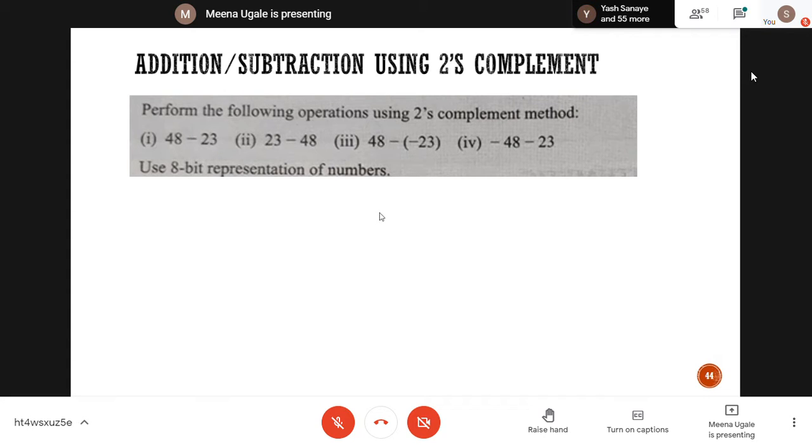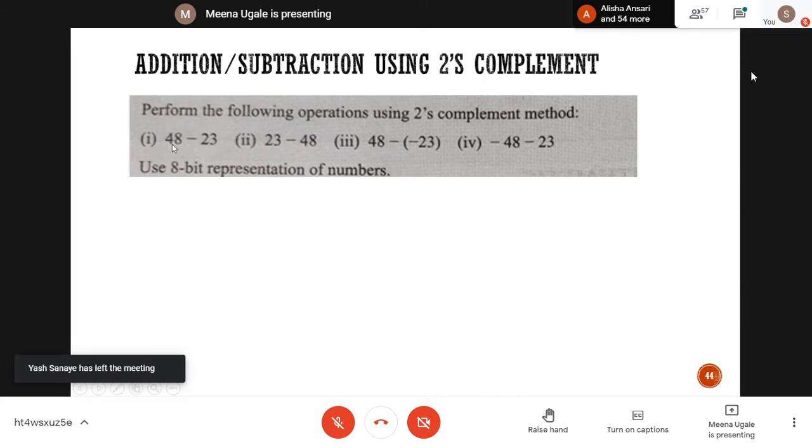The first number is 48 minus 23. Just note down the first case only. 48 minus 23. So what we will do? First represent 48 and 23 in binary. Then 23 is what you are going to subtract, so you have to take 23's 2's complement, and then add it with 48, and then see what result you are getting.